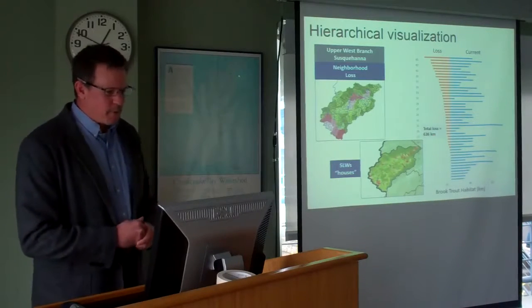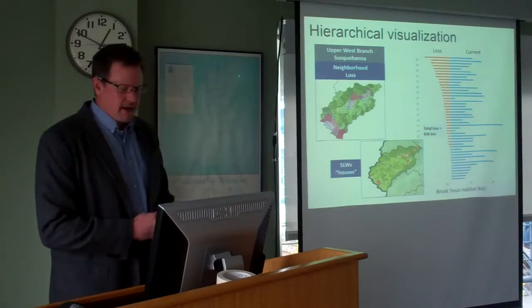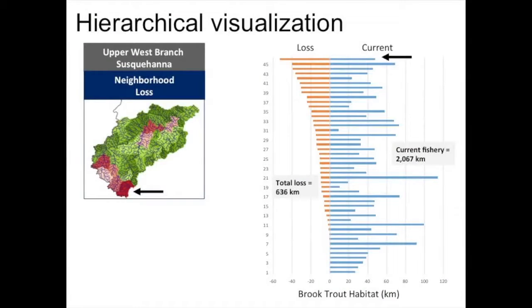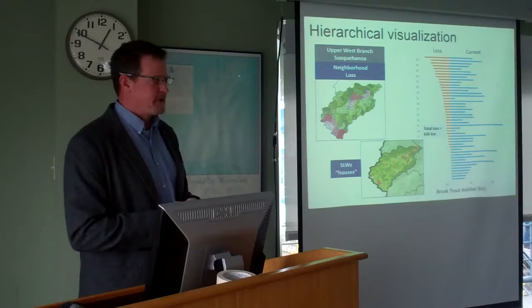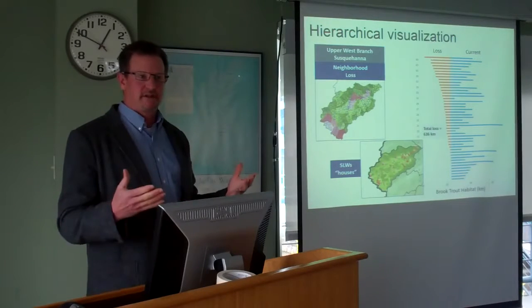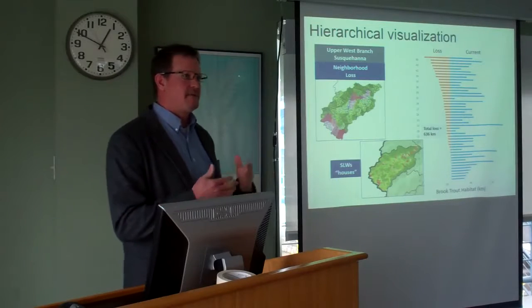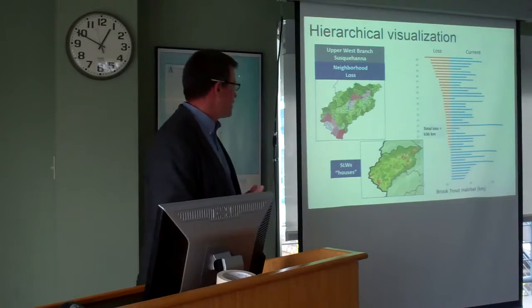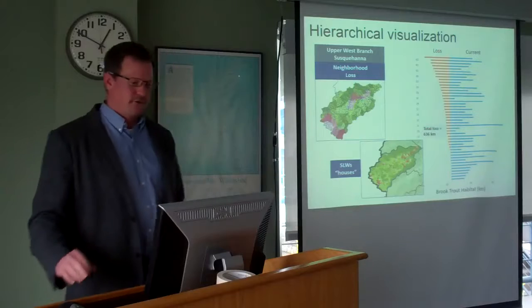This is the west branch, or the upper west branch of the Susquehanna. And now what I'm showing here is each of the histograms is a separate 12-digit HUC. And so the 12-digit HUCs we can quantify the same way. How many kilometers of brook trout stream exist? How many have been lost? And then what should we do next?